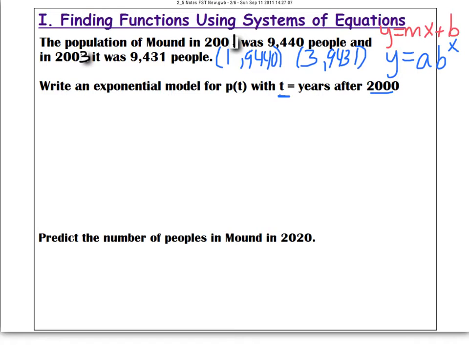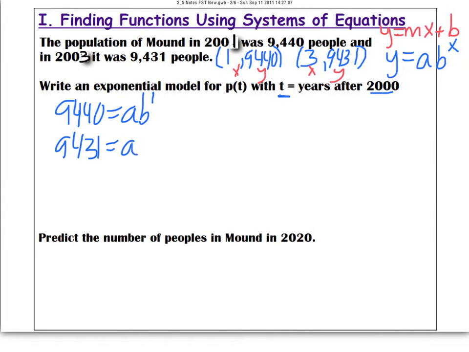Now, we know that these ordered pairs represent x and y's. But if you look at the function, we have an x and a y right here. So what we can do is write a system of two equations given this ordered pair and this ordered pair. I'm going to put 1 in for x and 9440 into y. In doing that, our first equation would look like this, with a b to the first power. And then our second equation would be 9431 equals a b cubed.